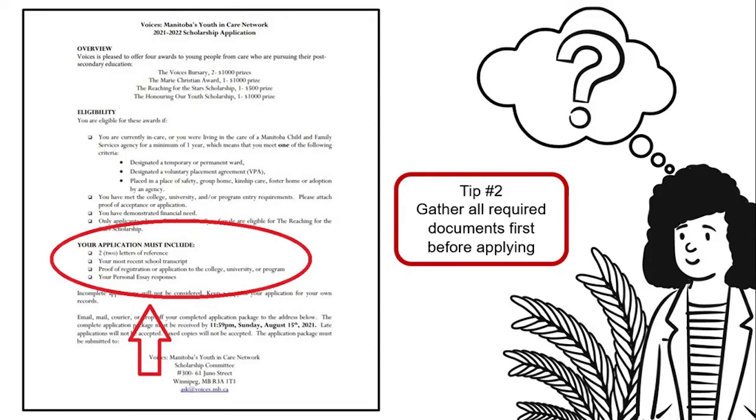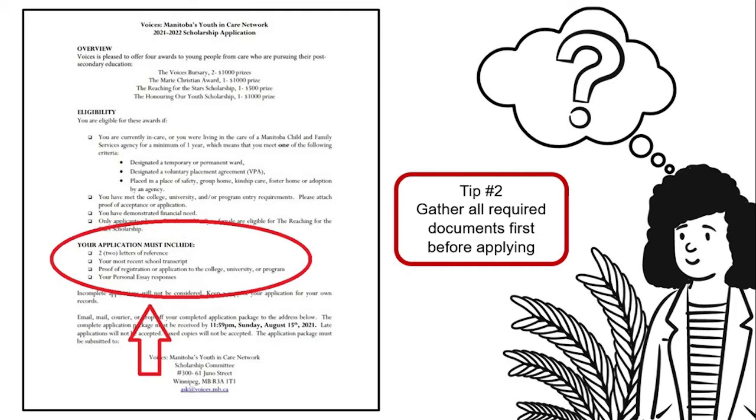Tip number 2 is to gather all required documents first before applying. So even before filling out that application, again, refer to that information page, look at the different requirements, and take note of what documents are needed along with the application. With this Voices Manitoba Scholarship, you must include 2 letters of reference, your most recent school transcript, proof of registration or application to the college, university, or program that you've applied to, and a personal essay response.